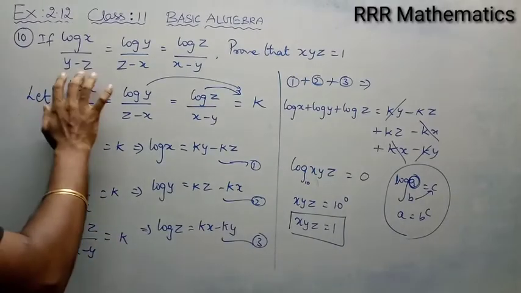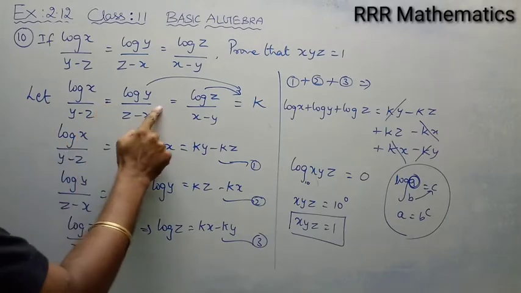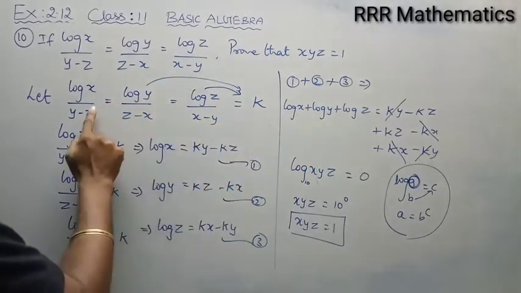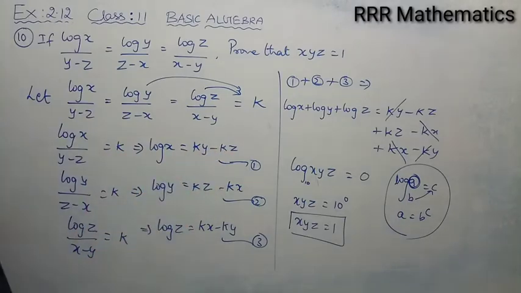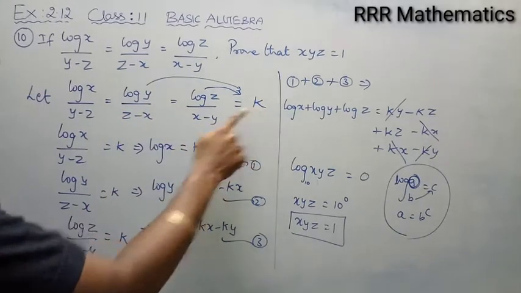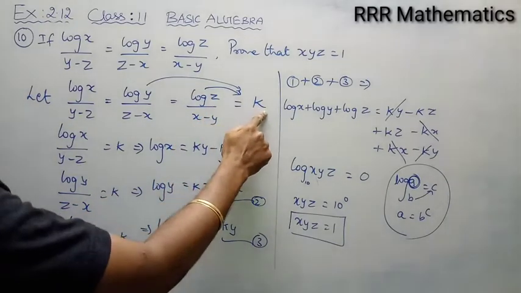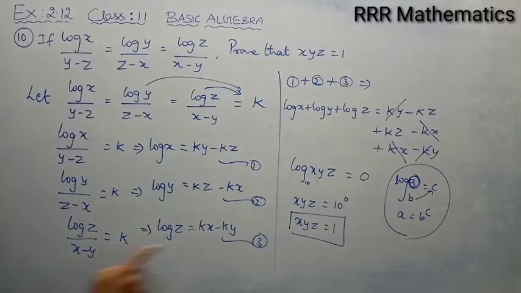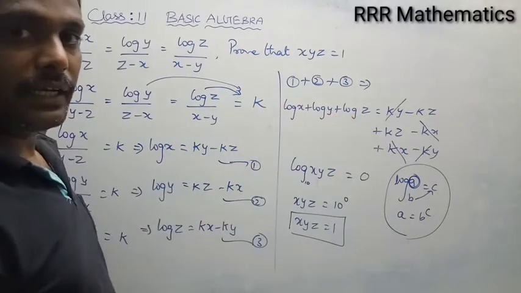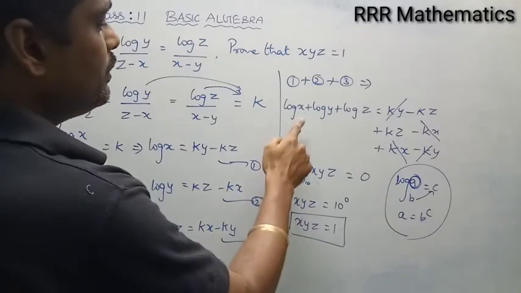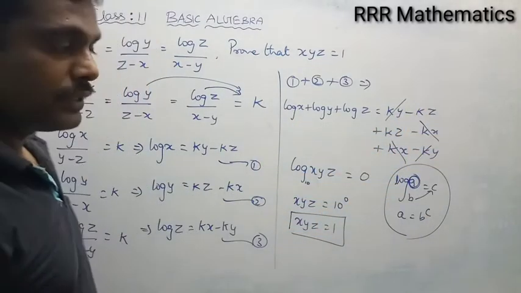Very simple. These three are equal. So what I did, I am taking let everything equal to some constant k. Equate the first one with this k. I am getting log x equal to ky minus kz. This one with k. I am getting log y equal to kz minus kx. This one with k, I am getting log z equal to kx minus ky. When you add log x plus log y plus log z, I can use product rule. So it will be log xyz. When you see right hand side, everything it cancels 0.